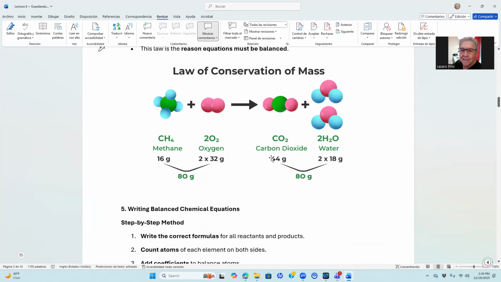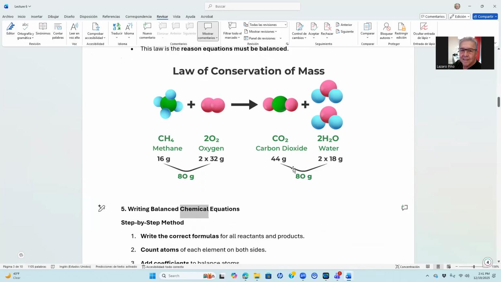And here the mass of carbon dioxide is 44 grams and the mass of 2 molecules of water is 36. So 36 plus 44 is 80. As you can see, the total mass at the beginning of the reaction is the same as in the products. This is the law of conservation of mass, and according to this we can balance a chemical equation.